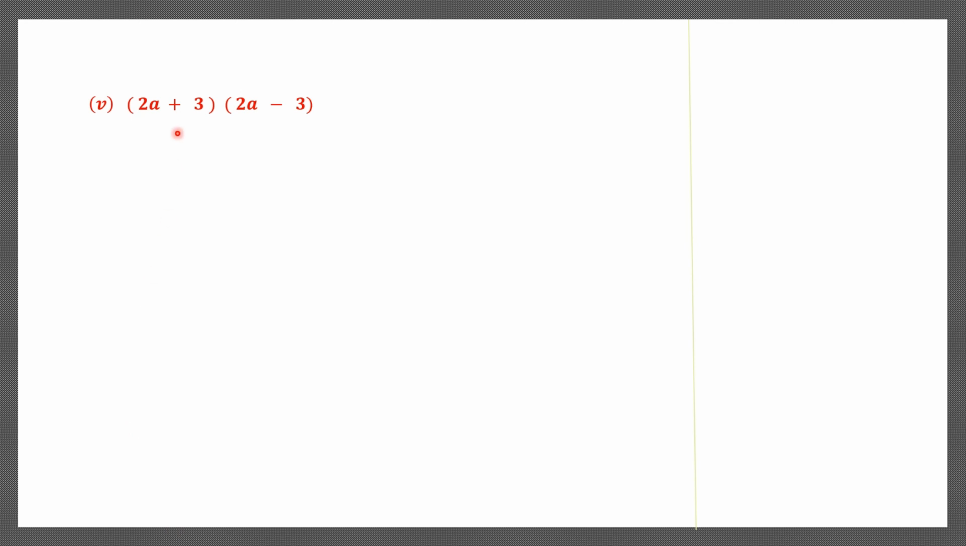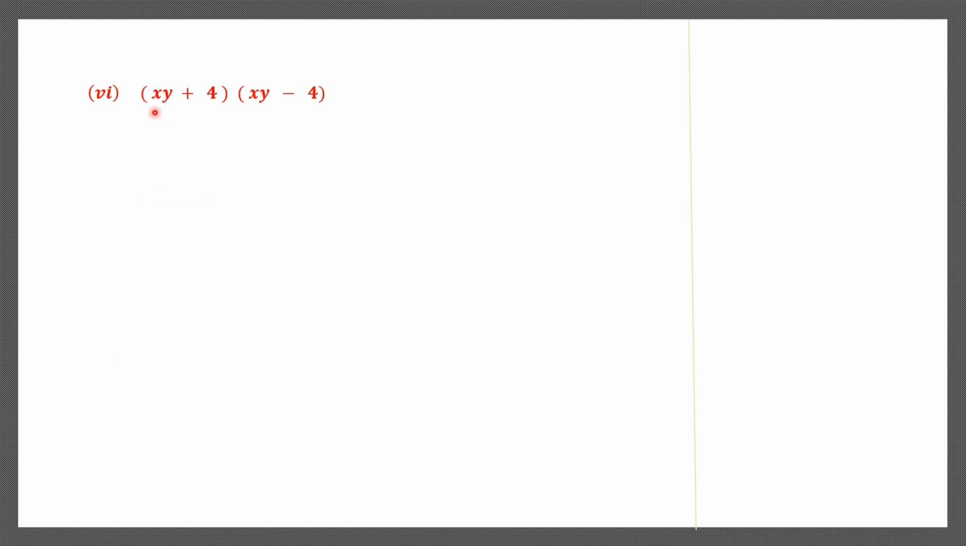Fifth one, the first term is the same, the second term is the same. You're finding the product of the sum and the difference. So use the formula a square minus b square. So this is a and this is b, a and b. So a square means 2a the whole square minus b square, b is 3, 3 square. So now 2a square means 2 also should be squared and a also should be squared. So 2 into 2 is 4. A into a is a square minus 3 into 3 is 9. So here we have 4a square minus 9.